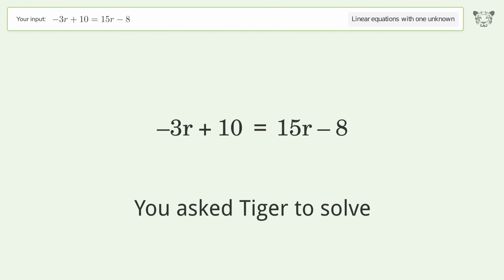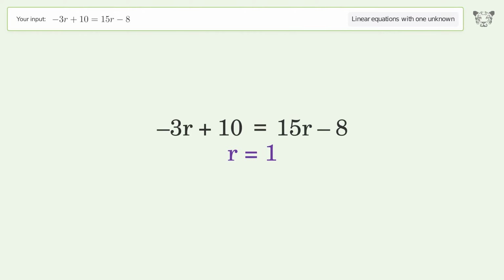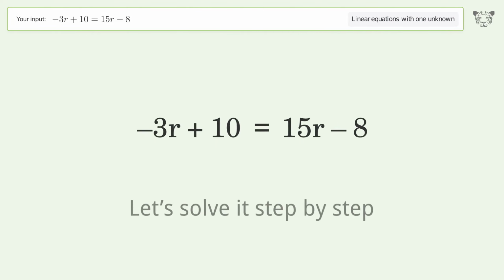You ask Tiger to solve. This deals with linear equations with one unknown. The final result is r equals 1. Let's solve it step by step.